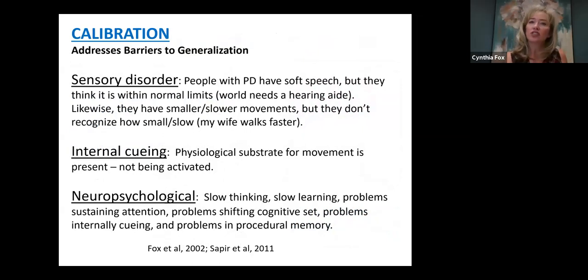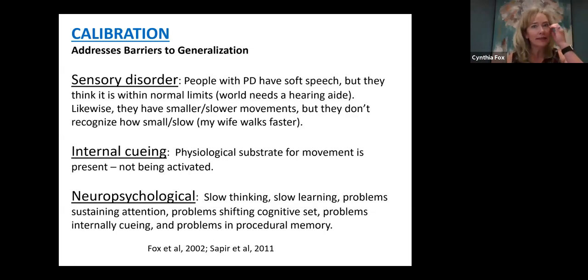One of the very unique things about LSVT programs is that we address this issue called calibration. These are barriers to generalization. So while we may get you moving bigger or talking louder with us in the treatment room, there are challenges that make it difficult for you to automatically take that out into your daily life. These include a sensory disorder. So people with Parkinson disease often have soft speech, but to them, it feels normal. And when we get them louder, it feels too loud. Similarly, they may have slower and smaller movements, but they may not recognize how much slower or smaller they've gotten.